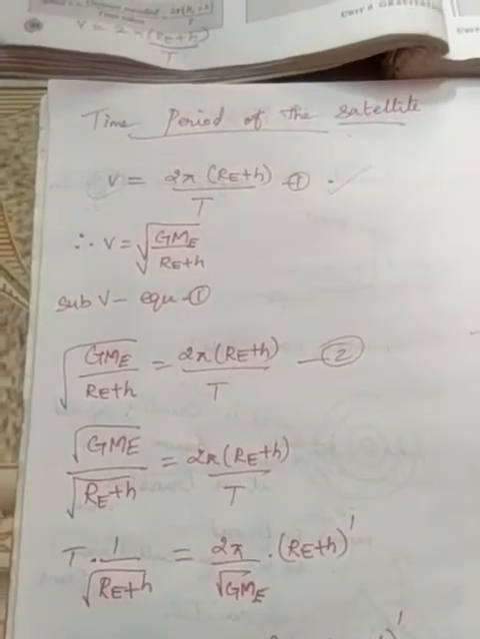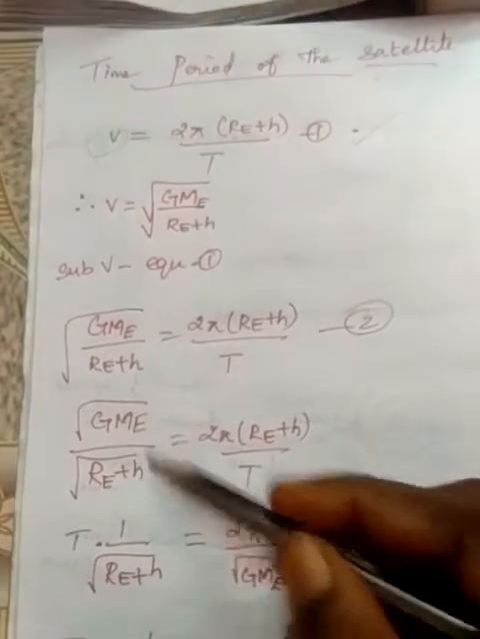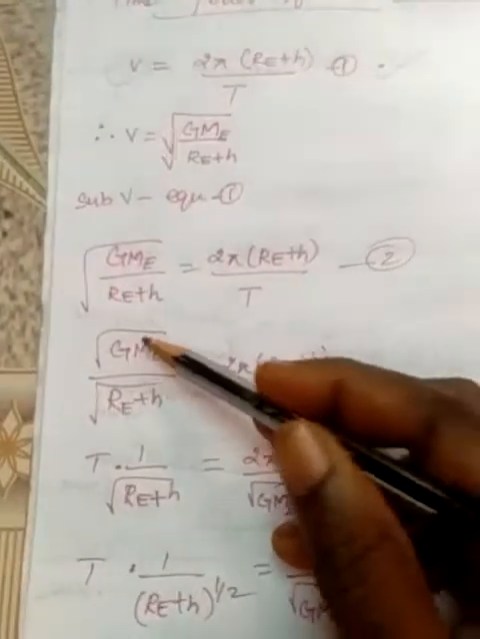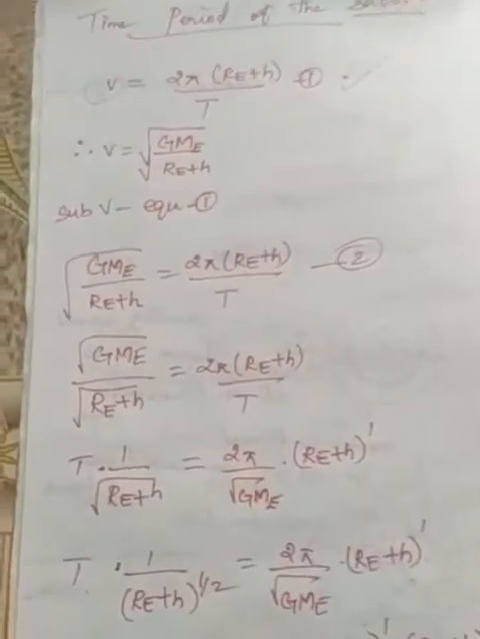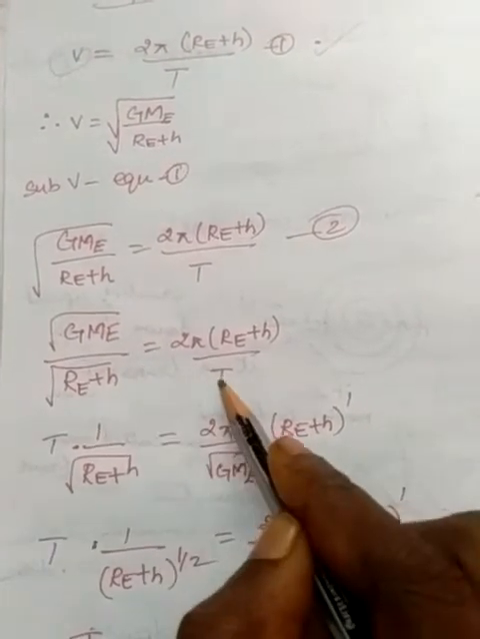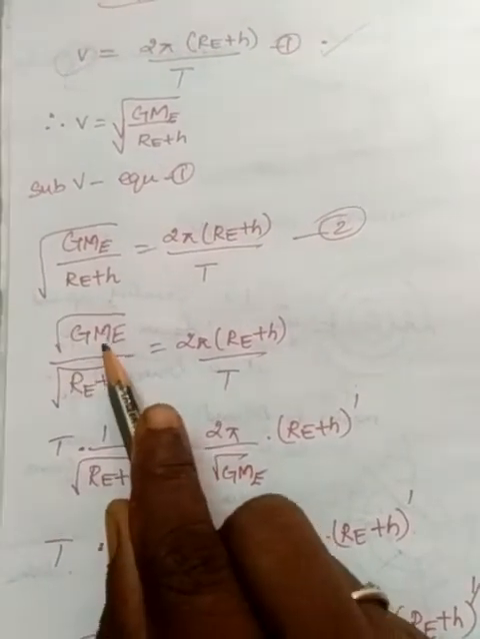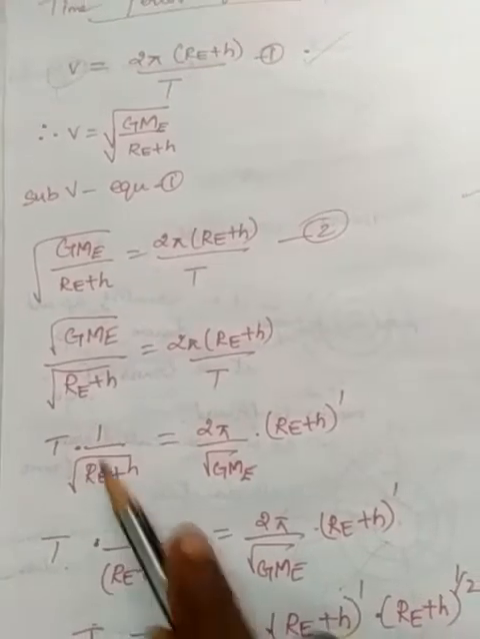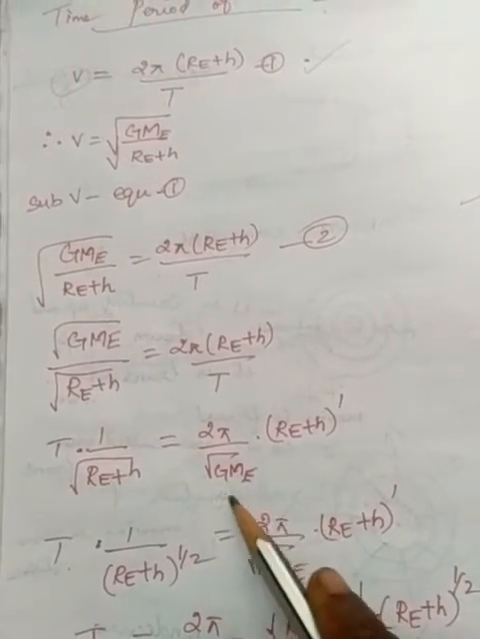Okay, next you see that I separately put the root. I split out the root, and that is my calculation. So I separately put it under root. Next, we cross multiply: 1 by t goes to this side and root of GM goes to this side. So t divided by 1 by root of (RE plus h) becomes 2 pi by root of GM.